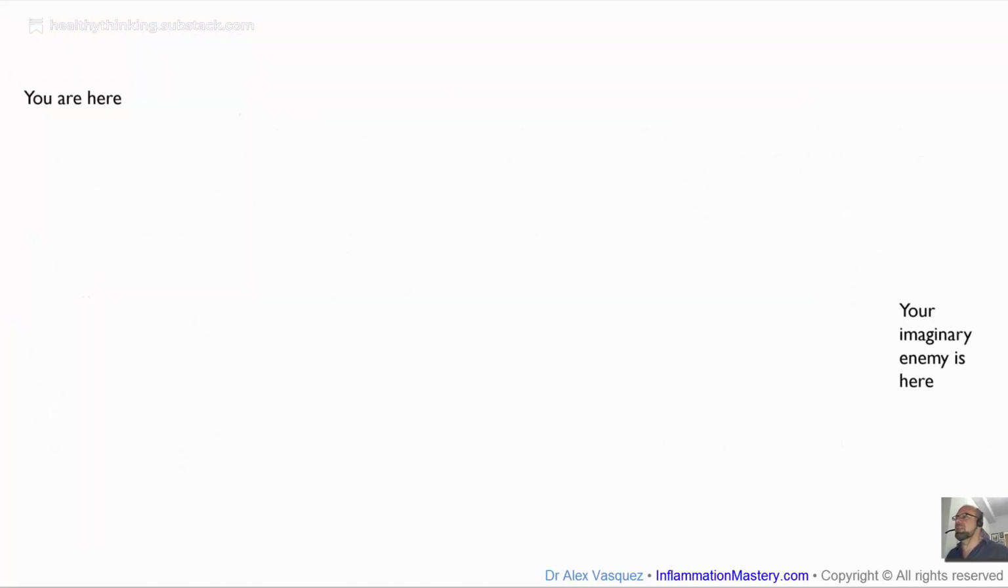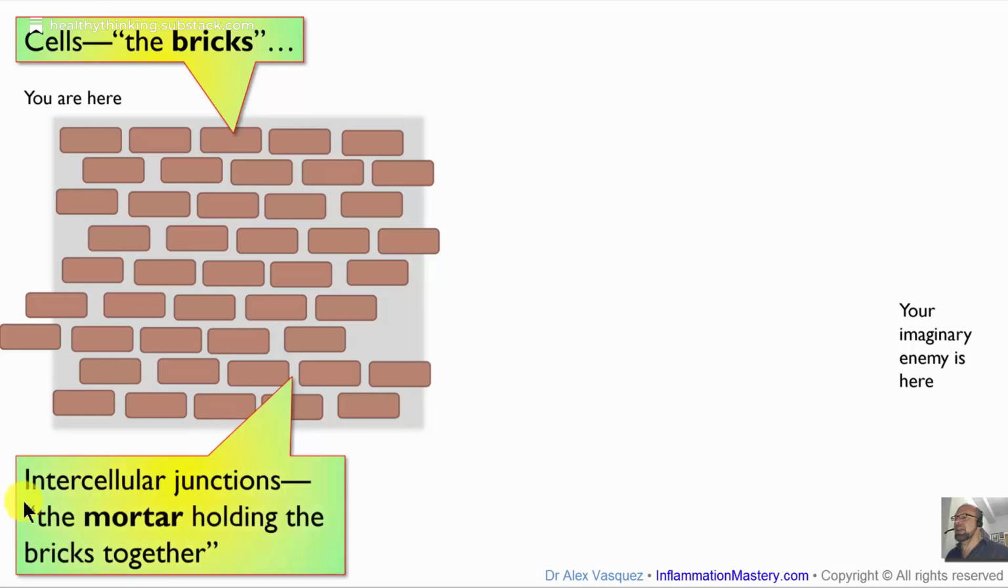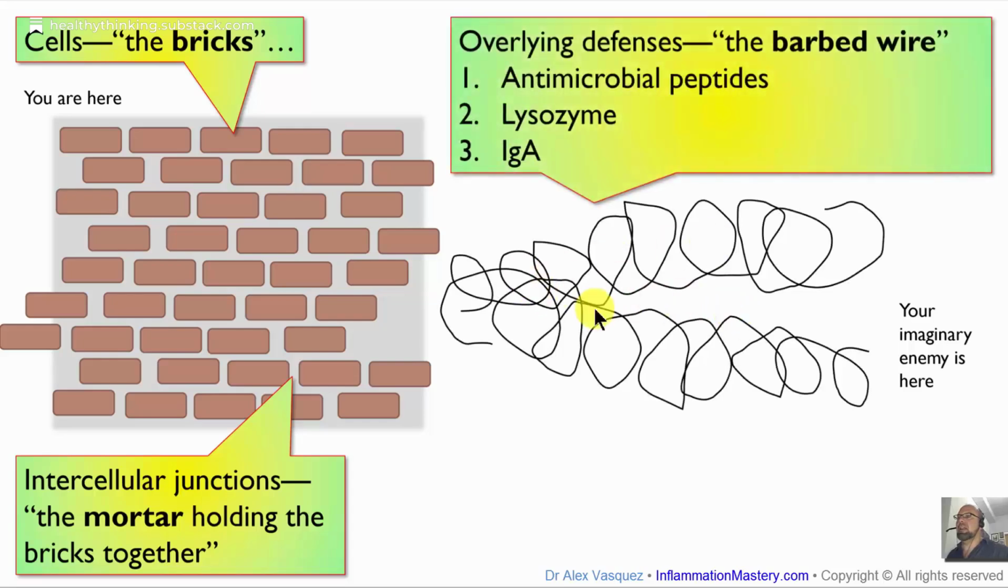So let me give you a couple of metaphors here. Let's say that you are located here and your imaginary enemy is located here. So you're behind a brick wall of cells, and the epithelial cells make the bricks, and then the mortar is made by these intercellular junctions. These are going to be called tight junction proteins, for example, and we'll look at a few examples of those intercellular junction proteins. But again, those are the mortar holding the bricks together, and the bricks are the epithelial cells. Now, you could put more defenses here on top of this brick wall, so to speak. That's kind of like barbed wire, which is analogous to antimicrobial peptides, lysozyme, and secretory IgA.